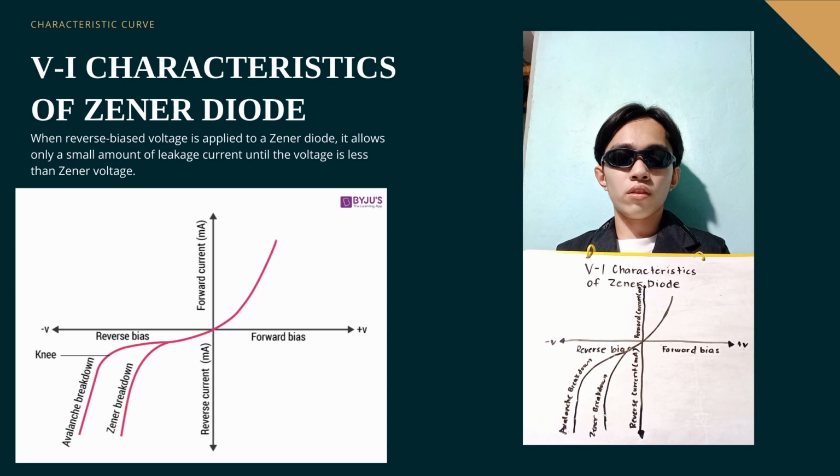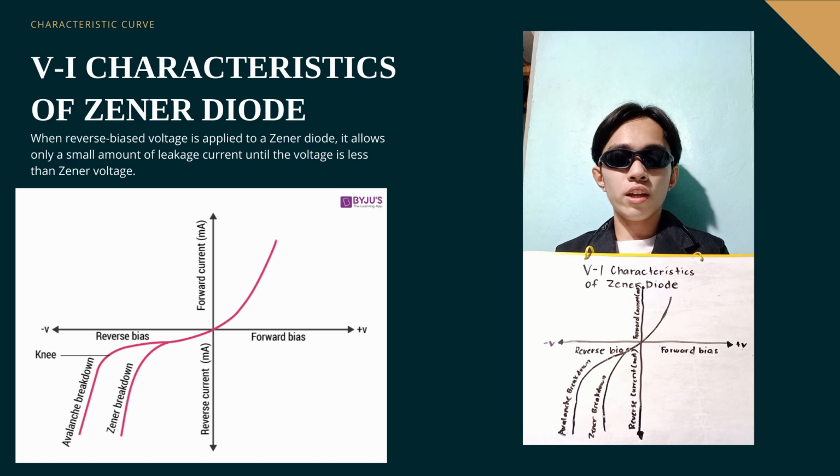Good day everyone. Today I will discuss the VI characteristics curve of Zener diode. When reverse bias voltage is applied to a Zener diode, it allows only a small amount of leakage current until the voltage is less than Zener voltage. The VI characteristics of a Zener diode ay nahahati sa dalawang parte. Ang una ay forward characteristics at ang pangalawa naman ay reverse characteristics.